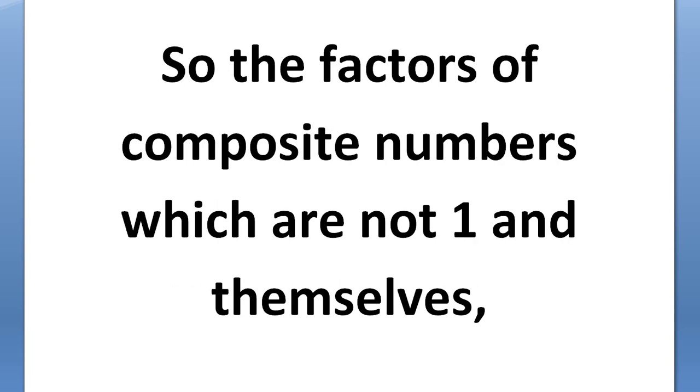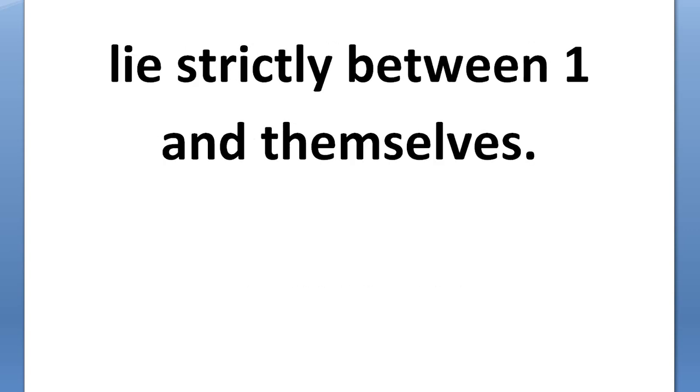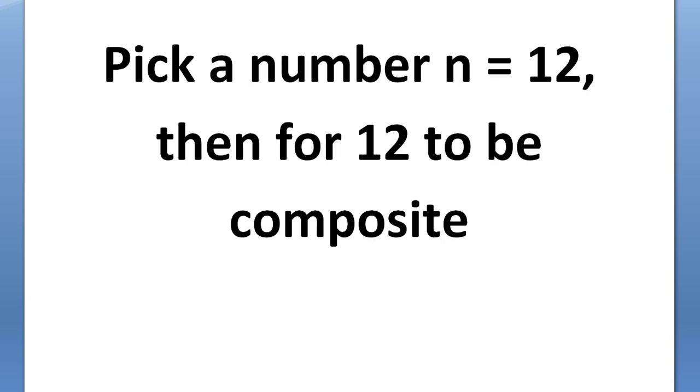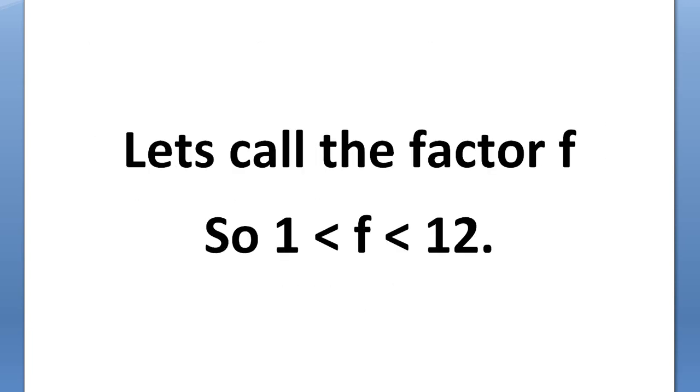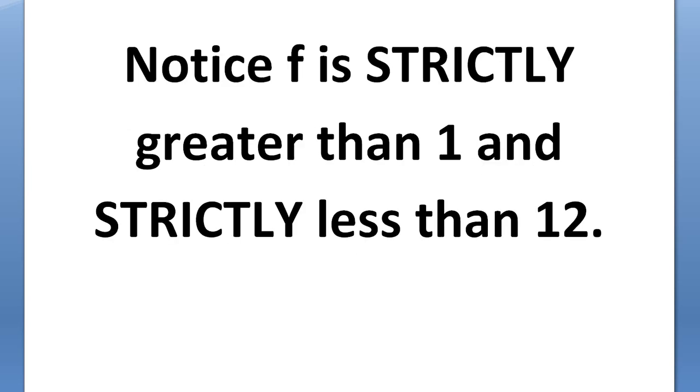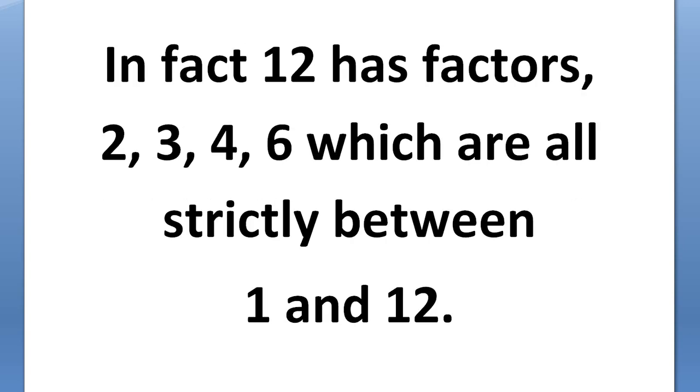So the factors of composite numbers, which are not 1 and themselves, lie strictly between 1 and themselves. Pick a number n equals 12, then for 12 to be composite, it must have a factor or divisor between 1 and 12 and not equal to 1 and 12. Let's call the factor f. So 1 is strictly less than f, which is strictly less than 12. Notice f is strictly greater than 1 and strictly less than 12. In fact, 12 has factors 2, 3, 4, 6, which are all strictly between 1 and 12.